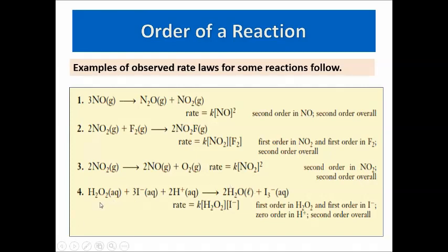The last example here is hydrogen peroxide plus 3I minus plus 2H plus giving 2H2O plus I3 minus, and the rate is given as K into molar concentration of H2O2 into molar concentration of I minus. The order is first in H2O2, and again first order in I minus. So when you add up these two, you get second order. Zero order is there in H plus, the hydrogen ion. That's why we take only these two, and it becomes a second order overall reaction.